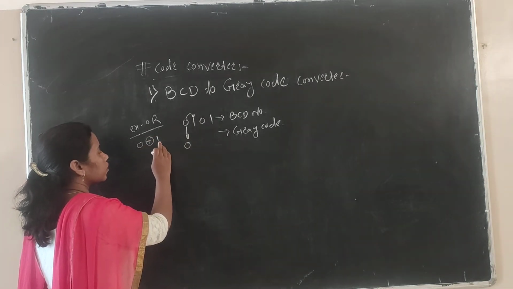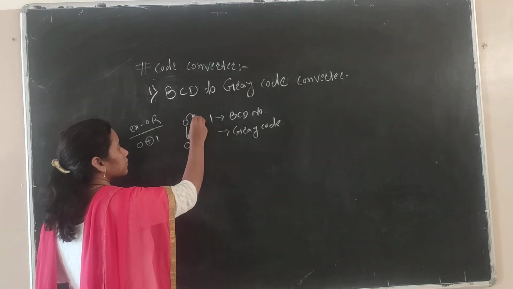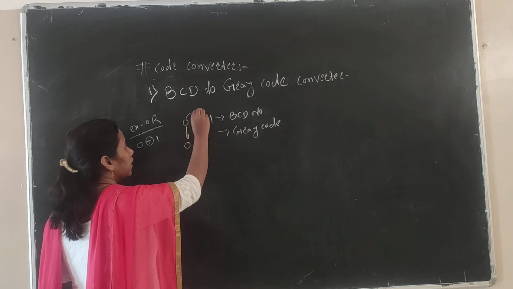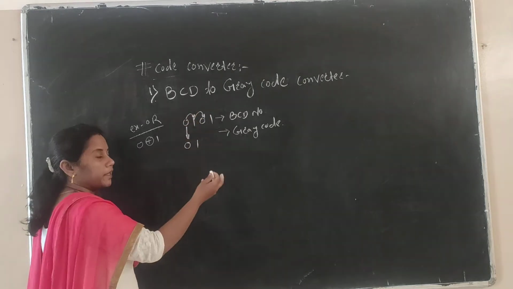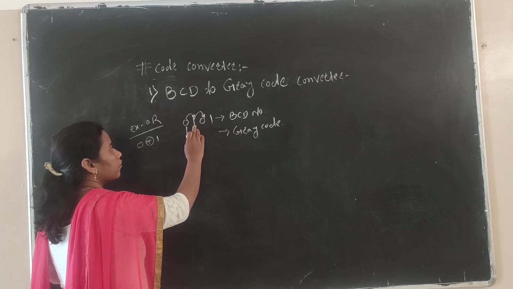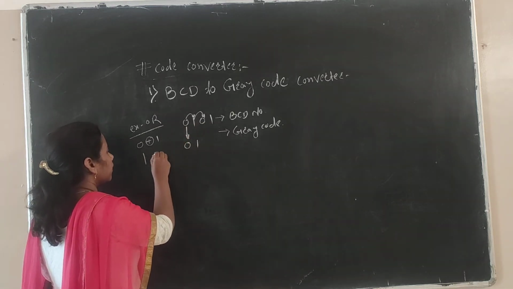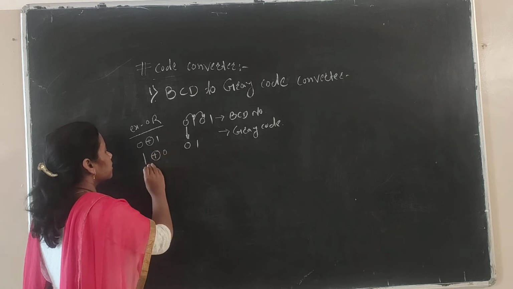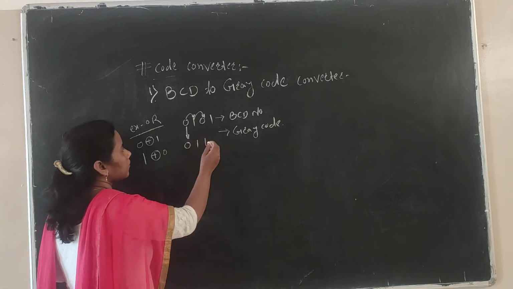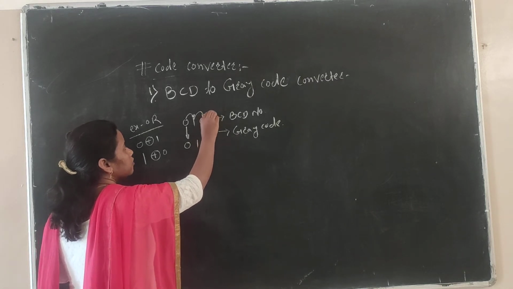0 XOR 1 is 1. Plus, add this 1 into the next bit. That is nothing but 1 XOR 0, which is 1. And we have to add this 0 to the next bit.